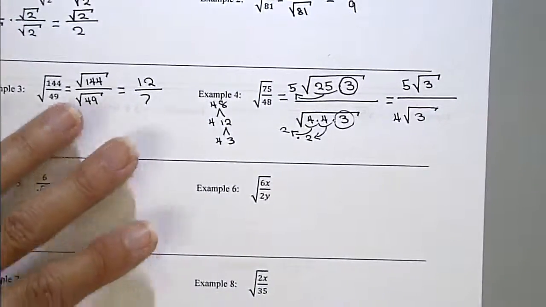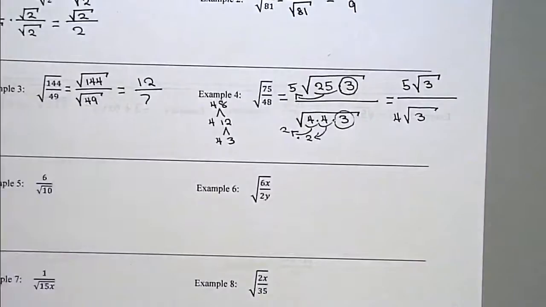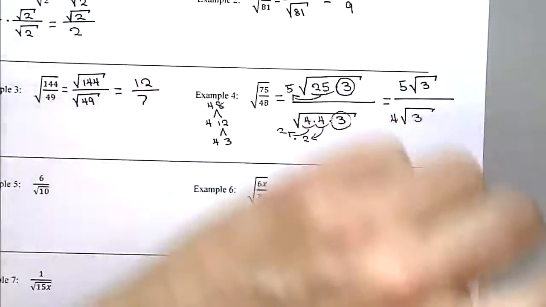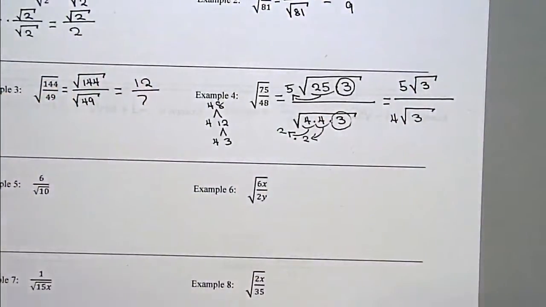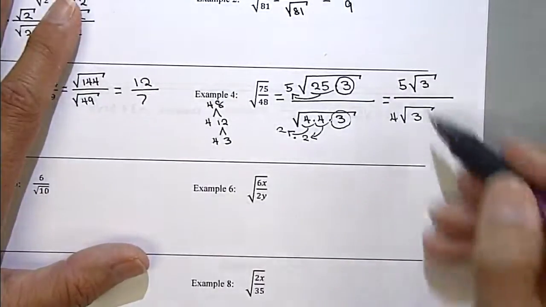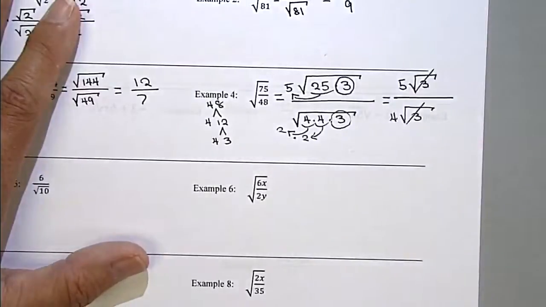Now look at it. Now it's got a radical in the denominator, don't I? They're not going to let me leave it there. But look at it. This is 5 times the square root of 3, and this is 4 times the square root of 3. Anything over itself is the number what? 1. X over x reduces to a 1. You know, pi over pi reduces to a 1. As long as it's all multiplication here, all multiplication there, I can reduce those.